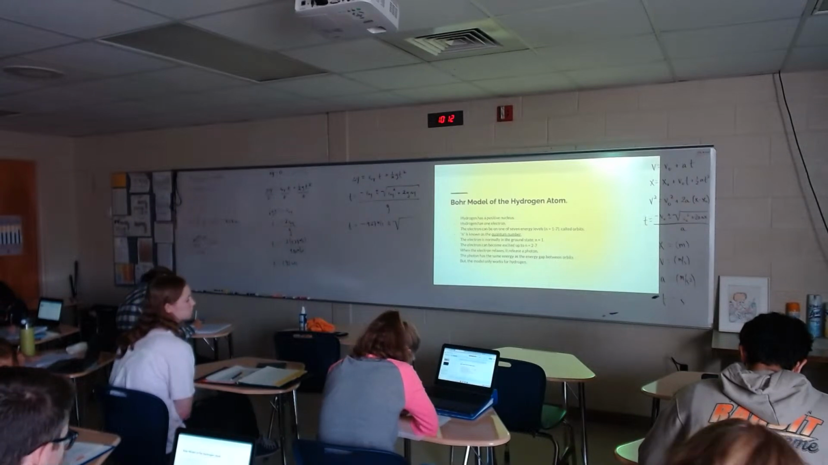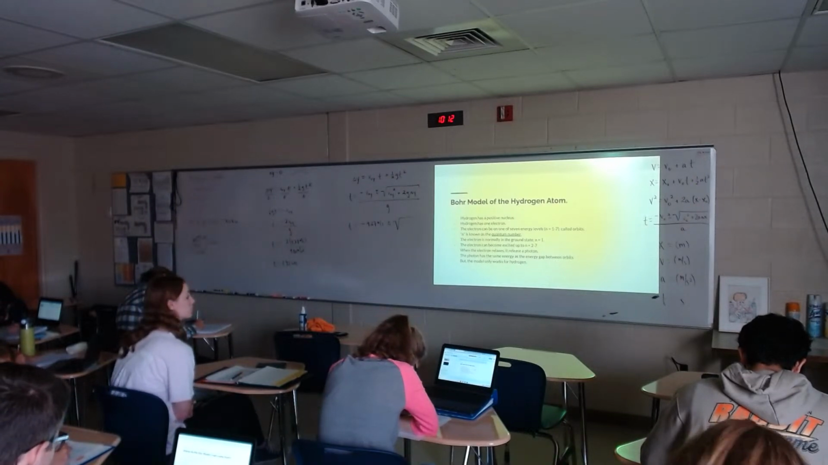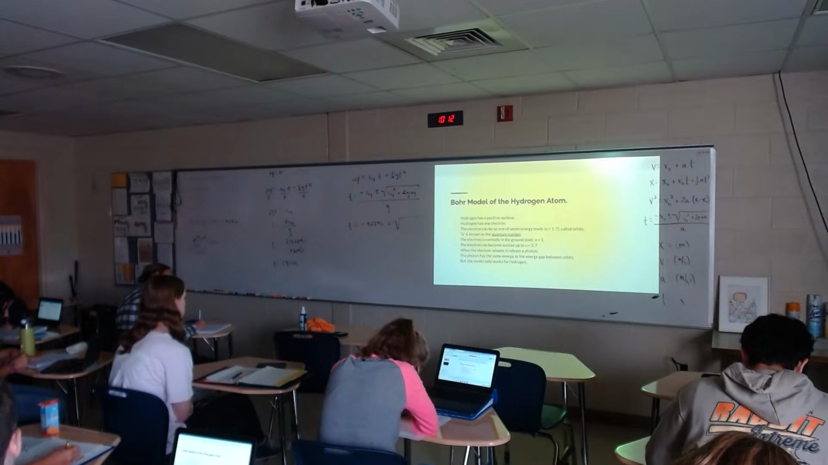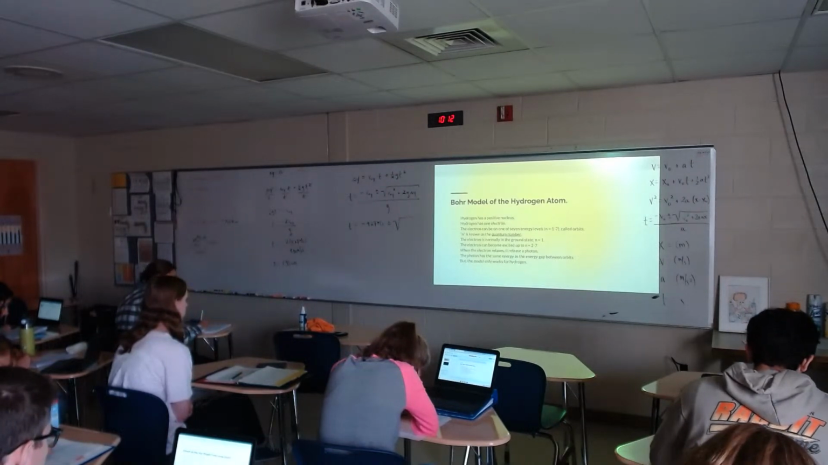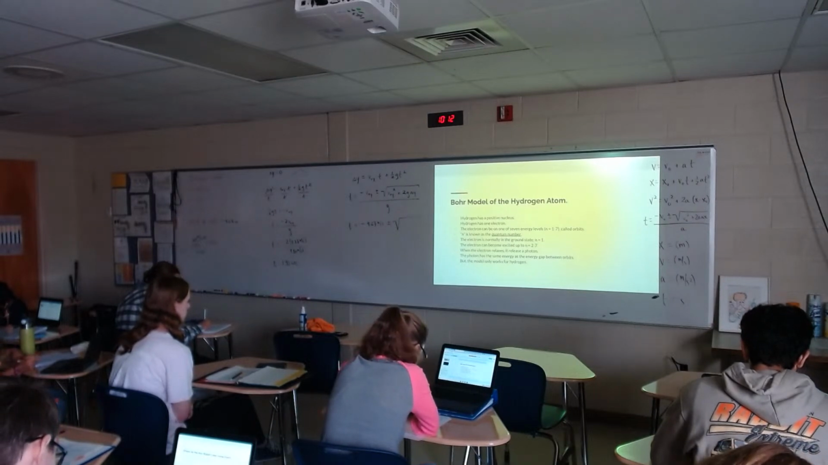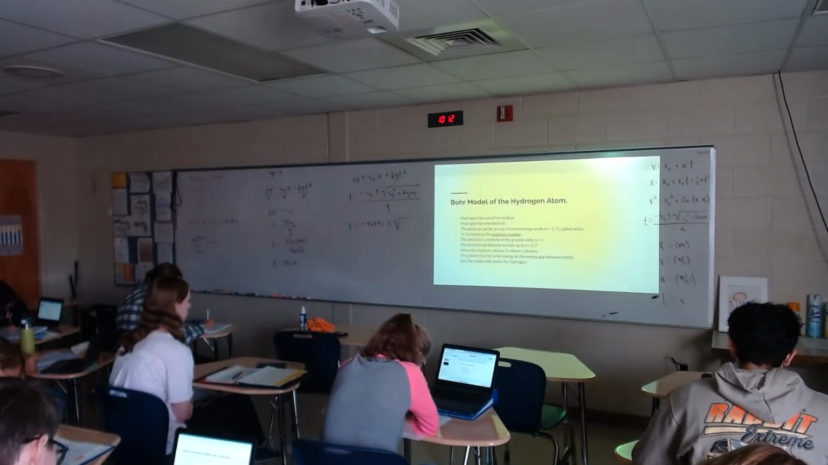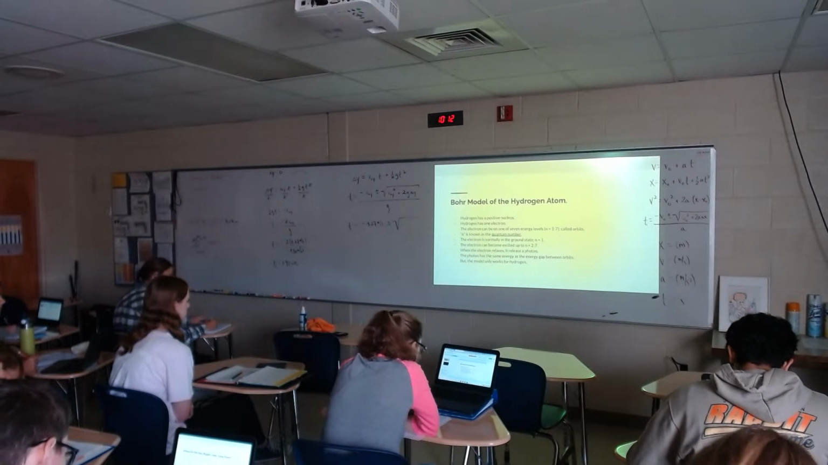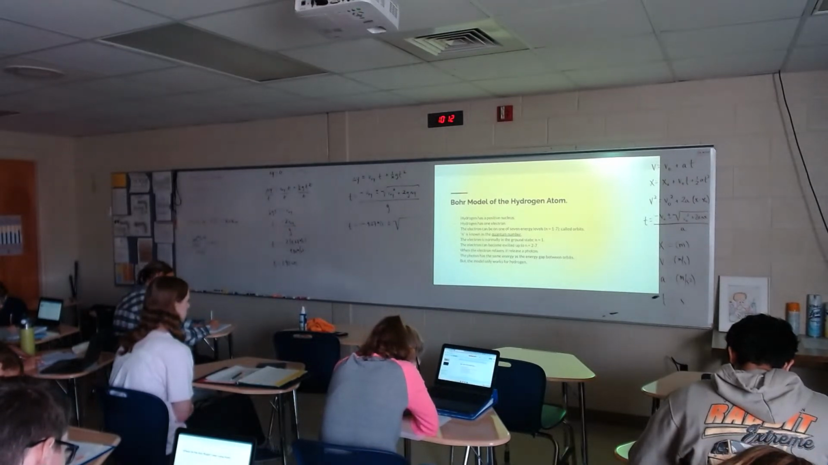That photon is going to have the same energy as the difference in energies between where that electron fell from to where it fell to. So it falls from a high place to a low place. The difference in energies between those two places is the exact amount of energy that comes out in that photon.